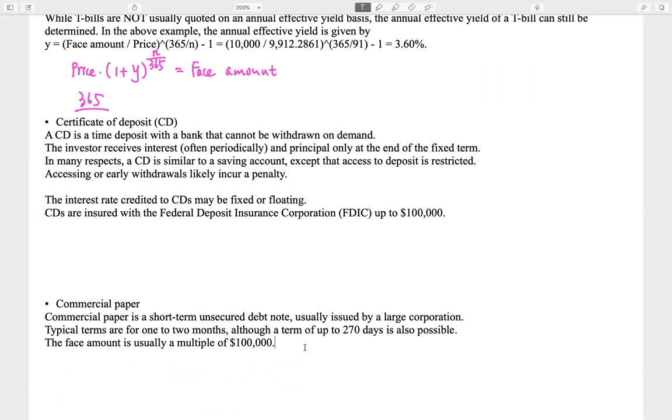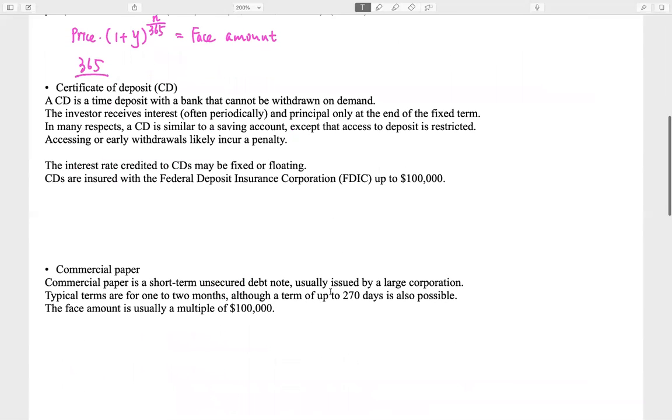Which means your investment can, well, on paper, become nothing, right? They are issued by large corporations. The typical terms range from 1 to 2 months, so very, very short term. But of course, it's possible that it can go up to 270 days. But in most cases, it will be very short. The face value is usually a multiple of $100,000, because they want to raise relatively large money for a small period.